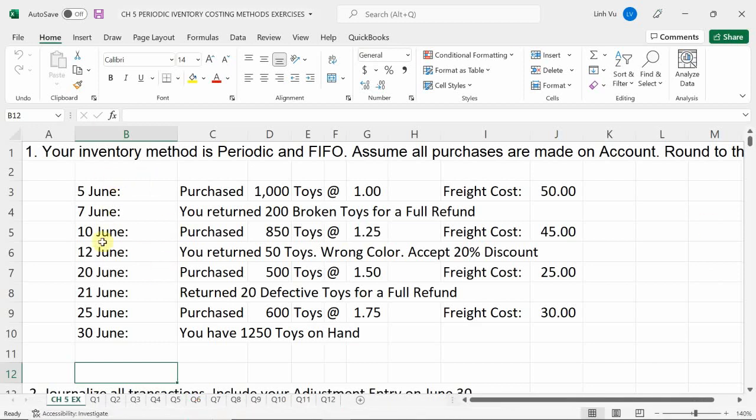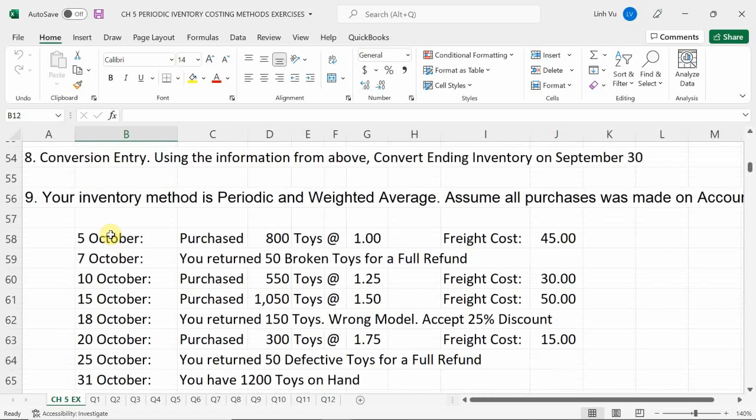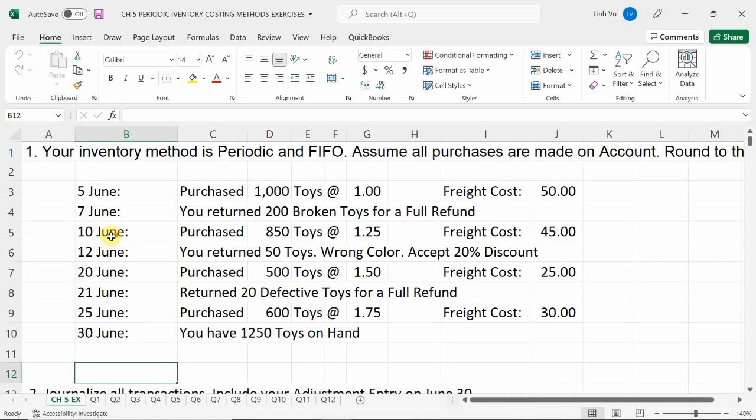Right, this is the Chapter 5 Periodic Inventory Exercise Review. This is where we're going to test out all 12 questions, so that's 6 inventory worksheets that we're going to be working on. That means we're going to be looking at LIFO, FIFO, and weighted average, okay?